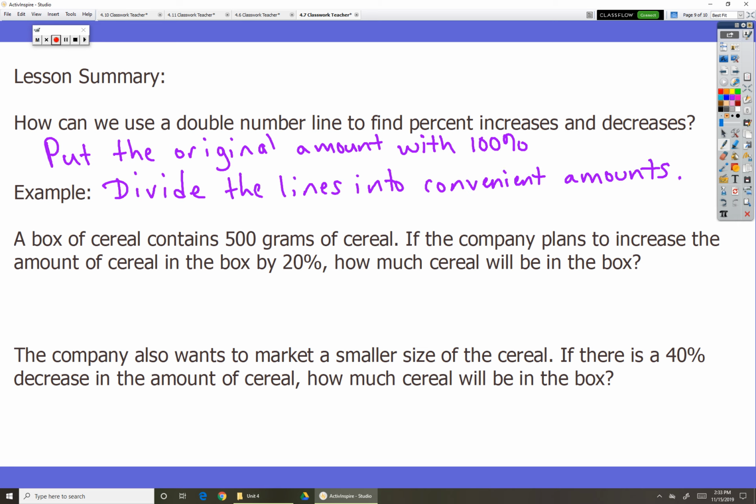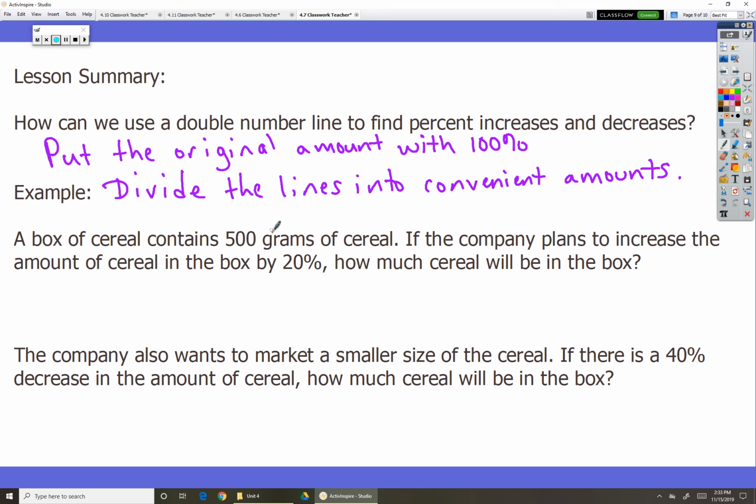Okay, please pause the video and try to answer these questions. Okay, hopefully you tried these on your own. A box of cereal contains 500 grams of cereal. If the company plans to increase the amount of cereal in the box by 20%, how much cereal will be in the box? Well, right now there's 500. Later there's going to be a different amount, so this is the original amount.